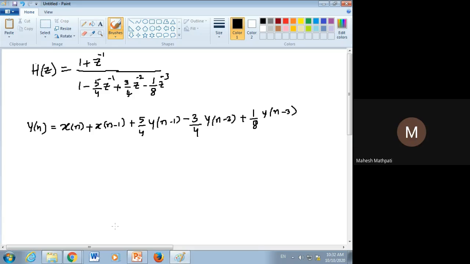Now you draw the direct form 1 and direct form 2 for this equation. Okay, so just call it equation 1 and draw the direct form 1 and direct form 2 for this. In that time I will take the attendance also.